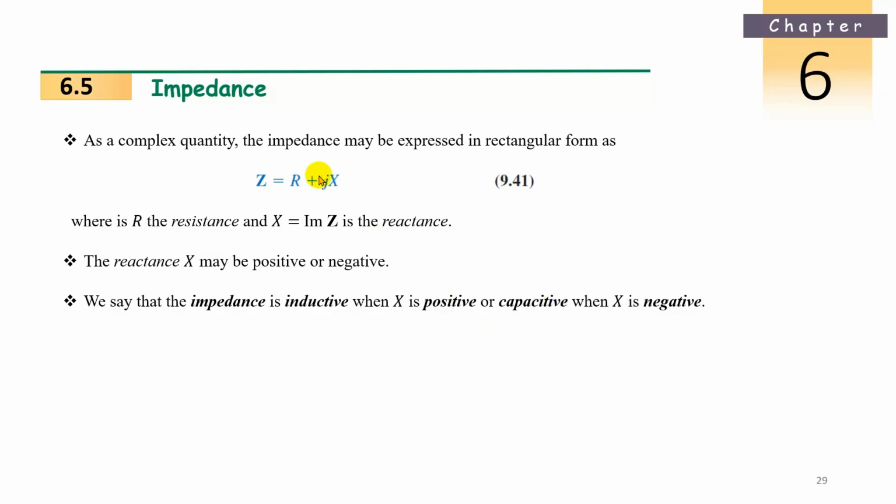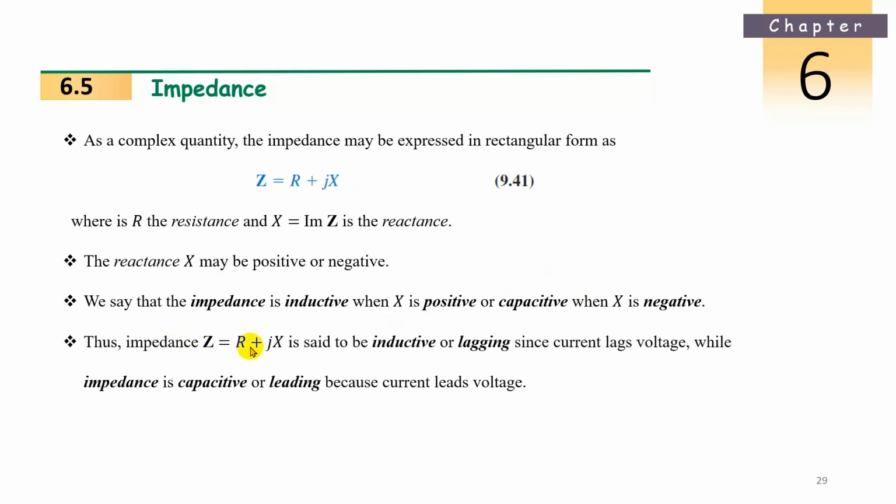Here, if a minus sign is there, R minus jX, then we can tell it is a capacitive circuit. So impedance Z equal to R plus jX is said to be inductive, or lagging, since the current lags the voltage. Inductive means lagging, and here the reference is the voltage. The current lags the voltage while the impedance is capacitive, or leading, because the current leads the voltage. So the current lags when it is inductive and leads when it is capacitive.